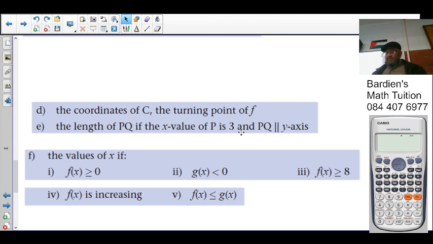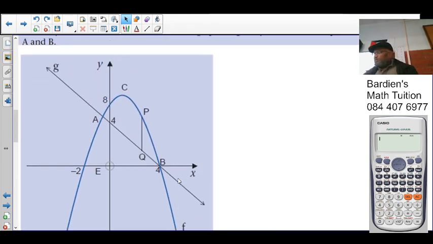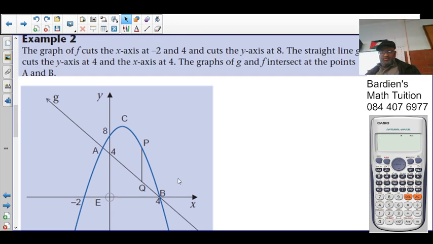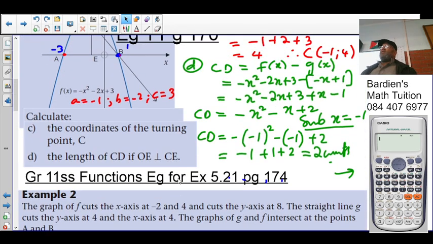So for homework, I would like you guys to do exercise 5.21. In exercise 5.21, I would like you to do number 1. There are 8 sums. I would like you to do number 1 and the odd numbers. Exercise 5.21 on page 174, you do the odd numbers.